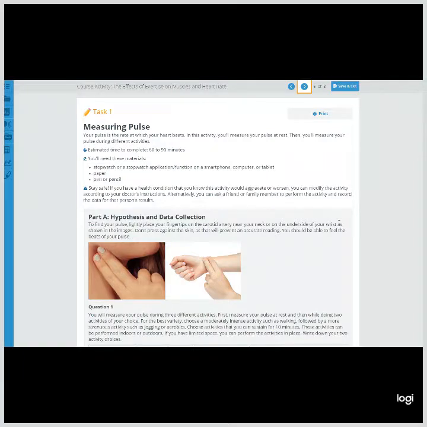In task 1, we'll be looking at measuring pulse, which is important for this activity because your data is going to be collected by your ability to measure your pulse. This will take somewhere between 60 to 90 minutes to complete this whole activity. You will not need much. You can use a stopwatch or that capability on your smartphone, a piece of paper, and a pen or pencil, however you want to write down your results.